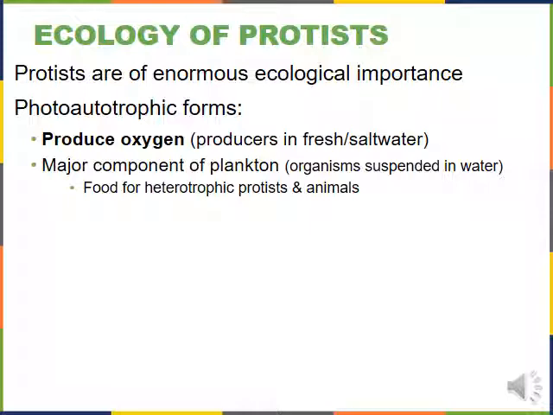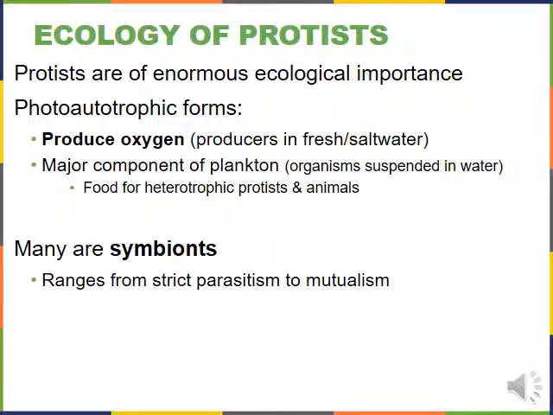They are also a major component of planktonic ecological systems in a lot of environments such as the ocean. So these organisms, keep in mind, are suspended in water. They also provide food for other heterotrophic protists and also other kinds of animals. Now, many protists are actually symbionts, and what that means is they have a symbiotic association with another organismal group. We'll get more into those as we progress through some of these different taxonomic groups.